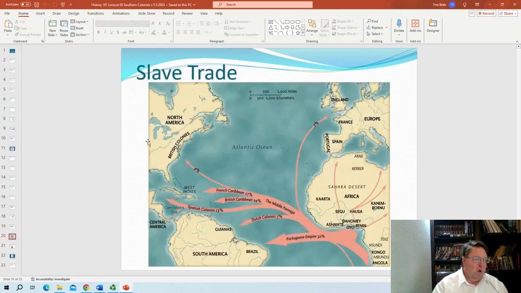Okay. Here's the Atlantic slave trade map. You can see where most go. Look at 32%, a third of Africans go to Brazil. Caribbean next. About 4% of Africans from West Africa go to the British colonies. So, massive, massive.